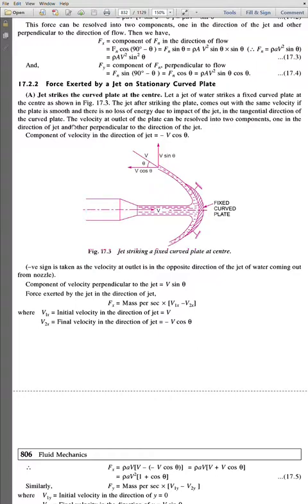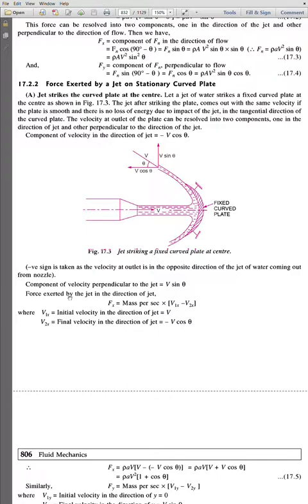One is in the direction of the jet and the other is perpendicular to the direction of the jet. This is the direction of the jet and this will be perpendicular to the direction of the jet, that is v sin theta. Next, the component of the velocity in the direction of the jet is minus v cos theta. Here the negative sign represents the direction opposite to the jet. You are not going to represent it numerically, but the negative sign only represents that it is in the opposite direction to the jet. The negative sign is taken for the velocity at the outlet in the opposite direction of the jet of water coming out from the nozzle. Next, the component of velocity perpendicular to the jet will be v sin theta, after resolving with the help of the triangle which we have already discussed.